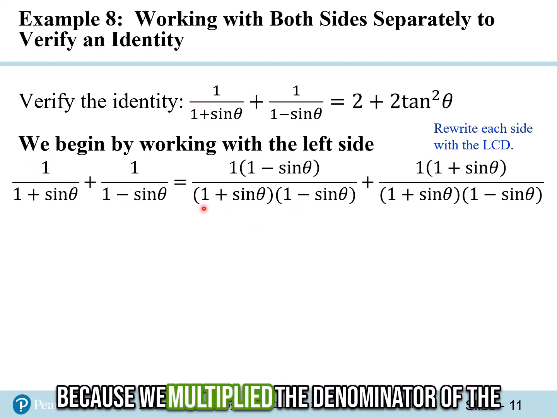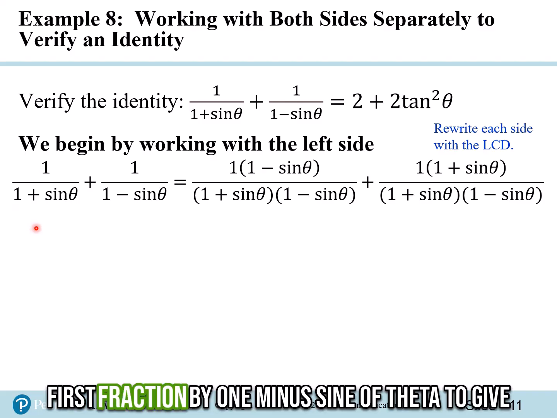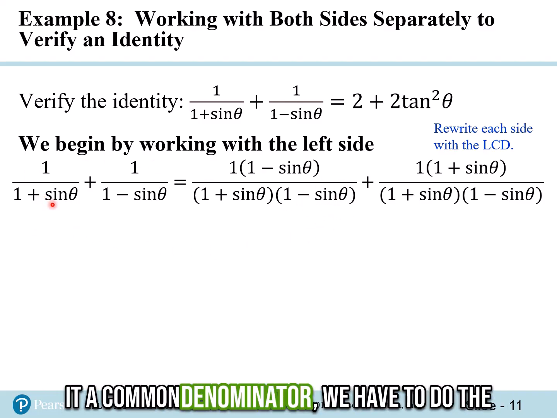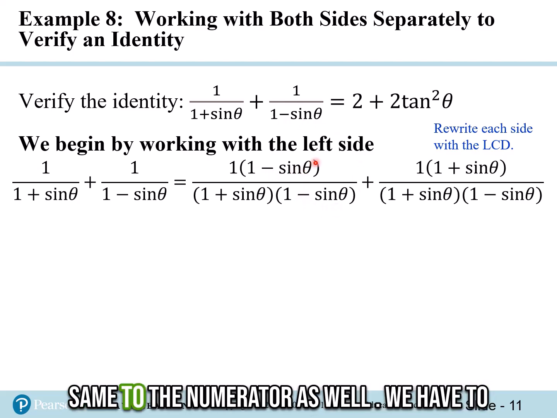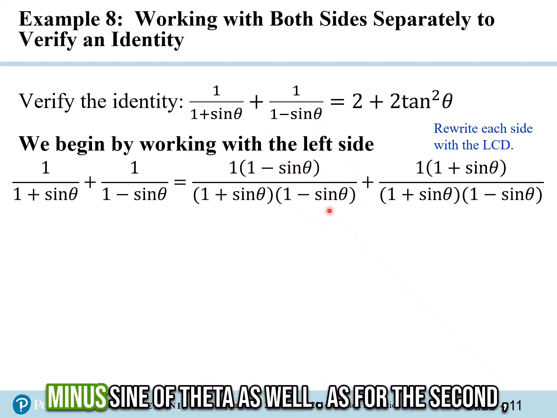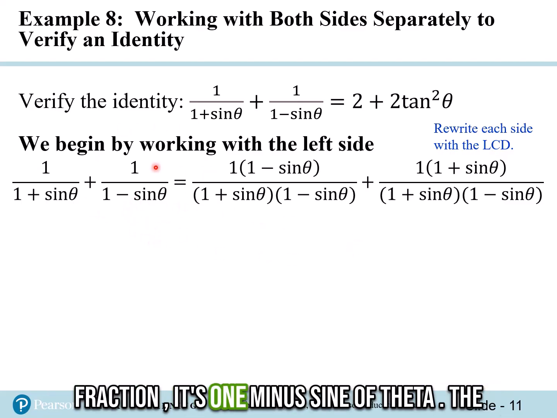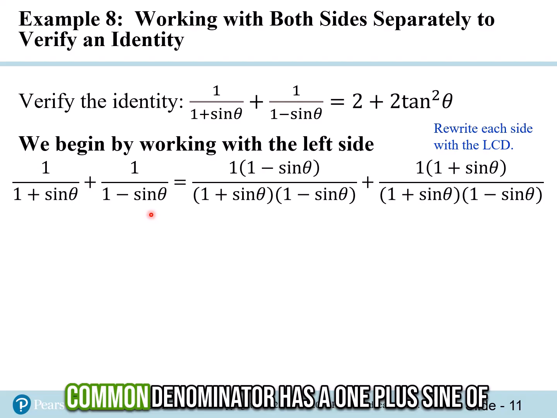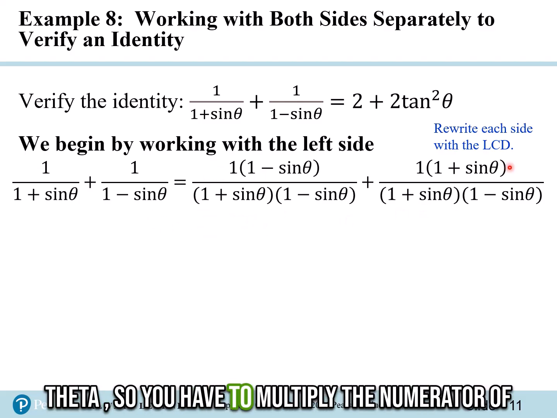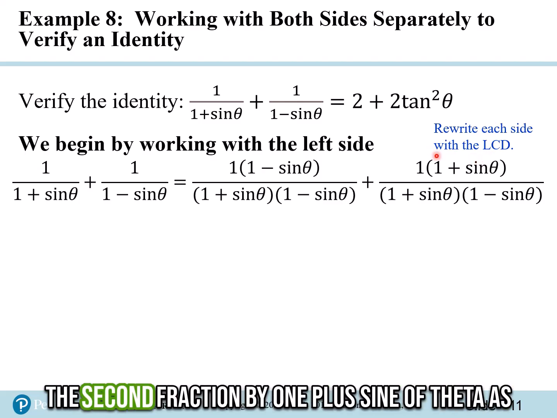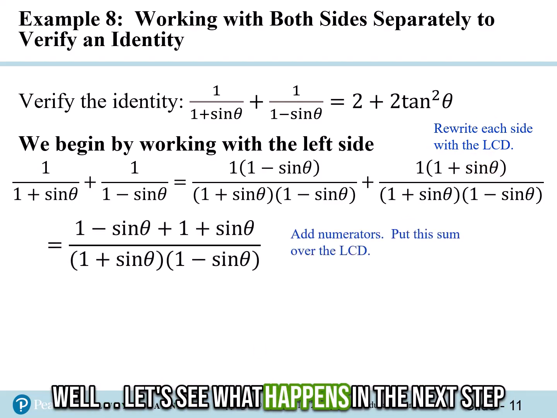Because we multiplied the denominator of the first fraction by 1 minus sine of theta to give it a common denominator, we have to do the same to the numerator as well. We have to multiply the numerator by 1 minus sine of theta as well. As for the second fraction, it's 1 minus sine of theta. The common denominator has a 1 plus sine of theta, so you have to multiply the numerator of the second fraction by 1 plus sine of theta as well. Let's see what happens in the next step.